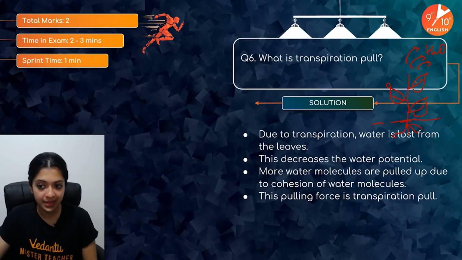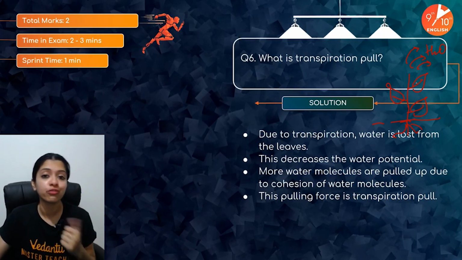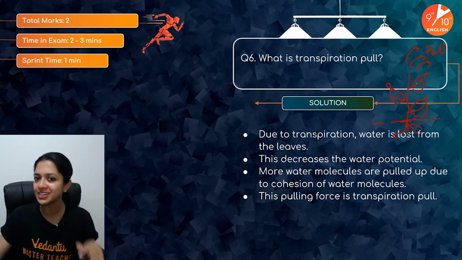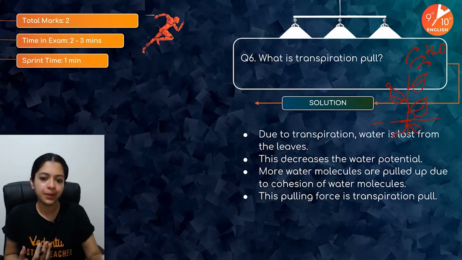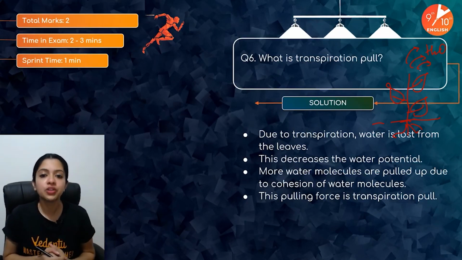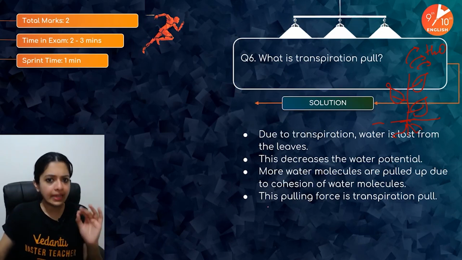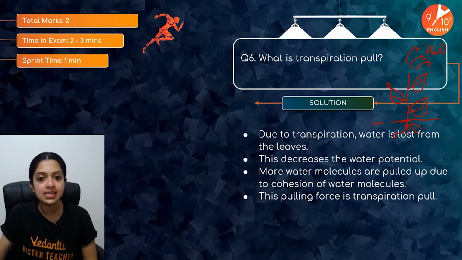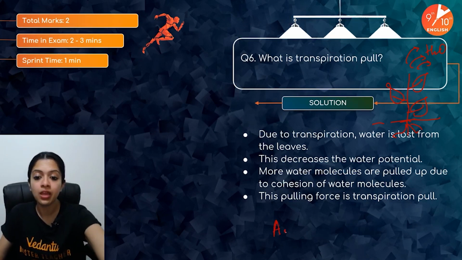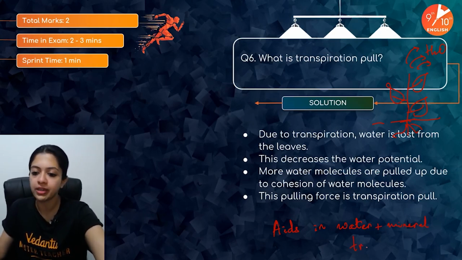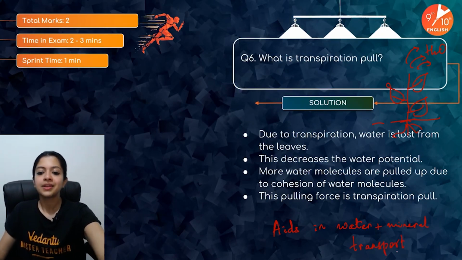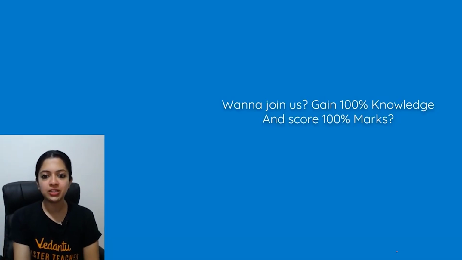So this creates a gap basically because water molecules are getting lost. So because of cohesion of water molecules, the attractive force between adjacent water molecules, the water column from below gets pulled up. This pulling force is called transpirational pull. In case the function is asked, you could add that it aids in water and mineral transport in a plant body. So that was question number 6 for you.